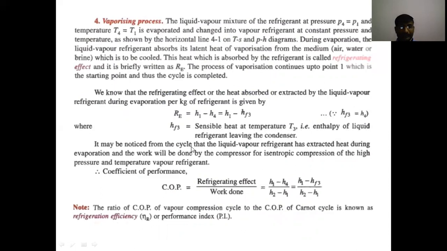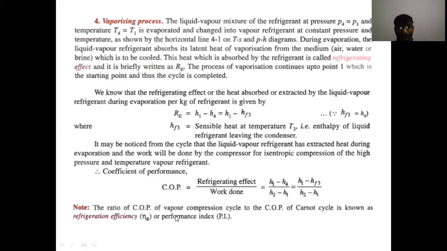It may be noticed from the cycle that the liquid vapor refrigerant has extracted heat during the evaporation. Work is done by the compressor for isentropic compression of this high pressure and temperature vapor refrigerant. Therefore the coefficient of performance, COP, of the cycle is the refrigeration effect, H1 minus H4 or H1 minus hf3, divided by the work done during compression, H2 minus H1. This is the formula to calculate the COP, where H1, hf3 and H2 are enthalpies of the refrigerant at different conditions.